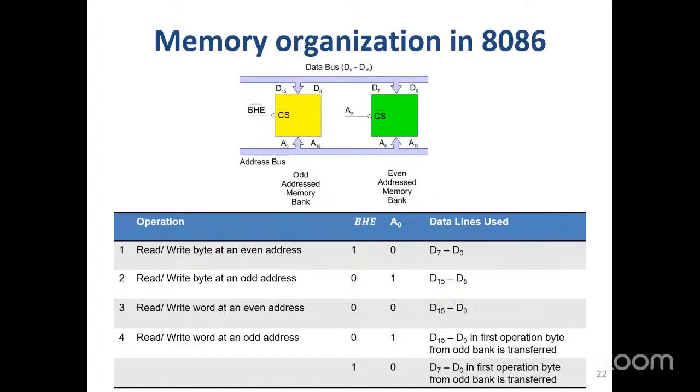Next, if 01, that is again D0 to D15, in the first operation the byte from the odd bank is transferred here because BHE is enabled. So odd data can be transferred, and here A0 equal to 0 means the even bank data is transferred first. So that is how we are accessing the data, the lower byte as well as the higher byte, that is the even byte and odd byte.